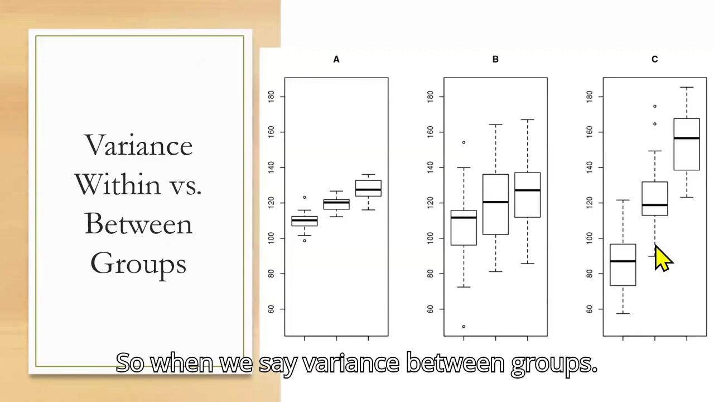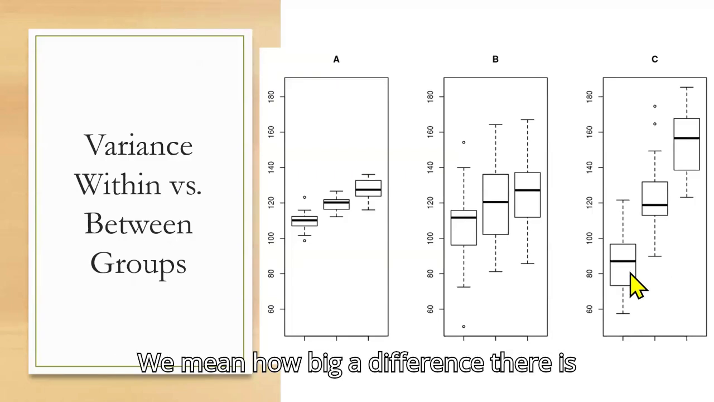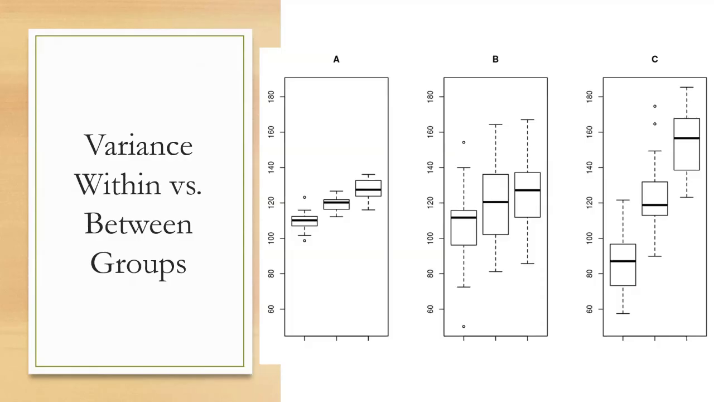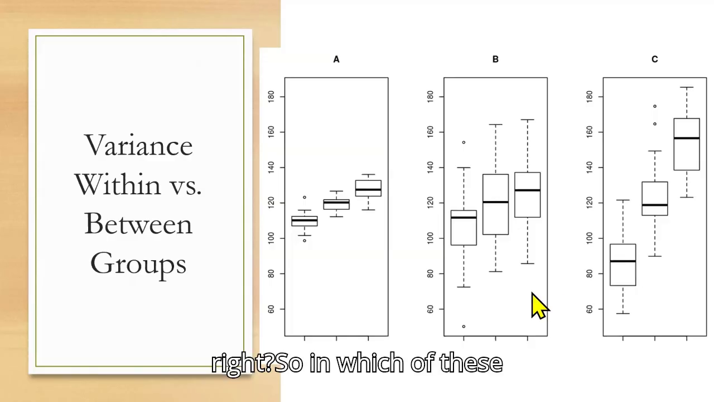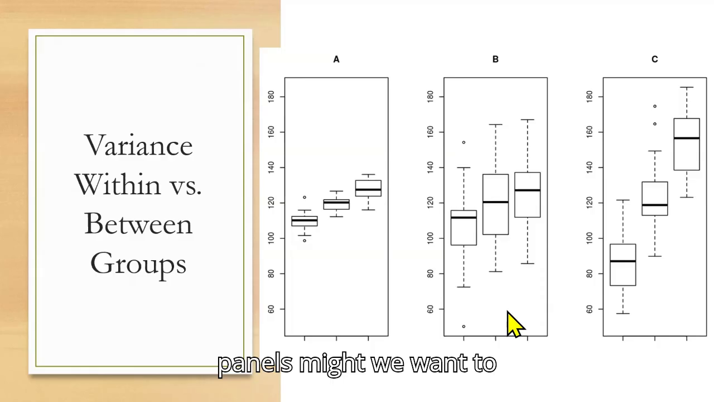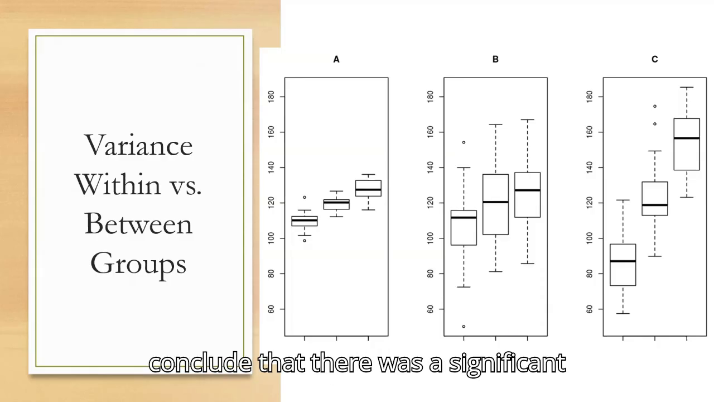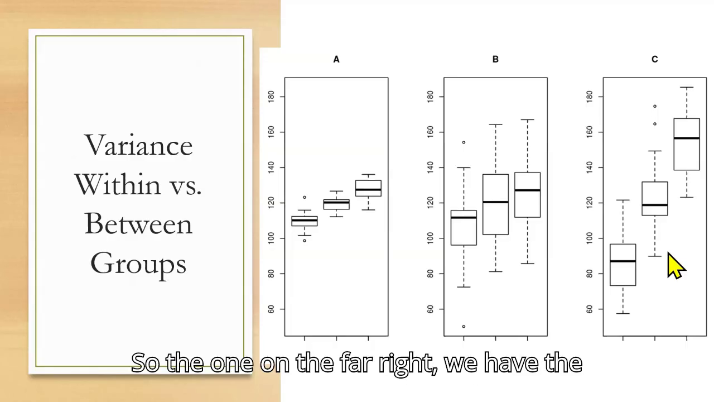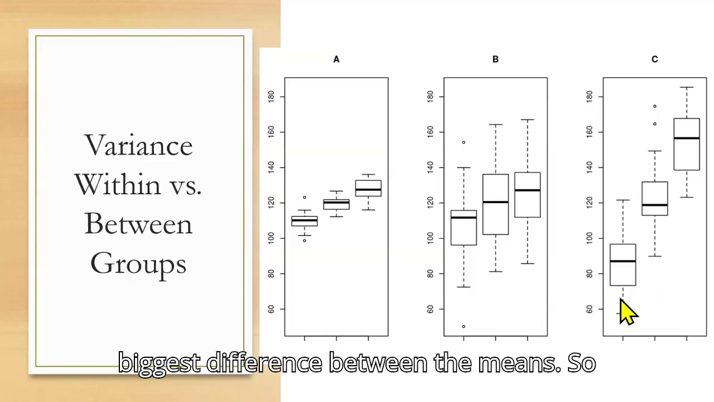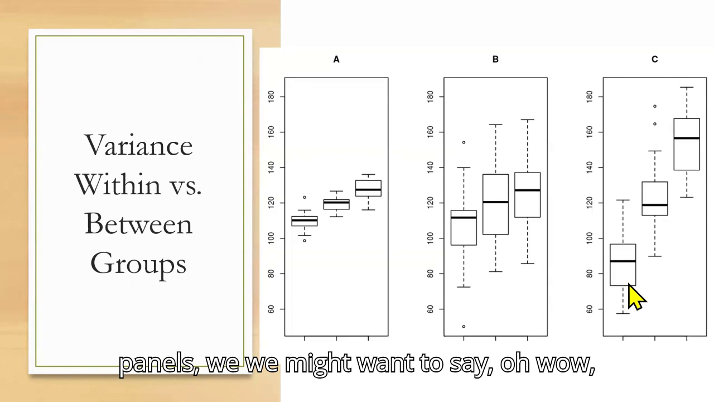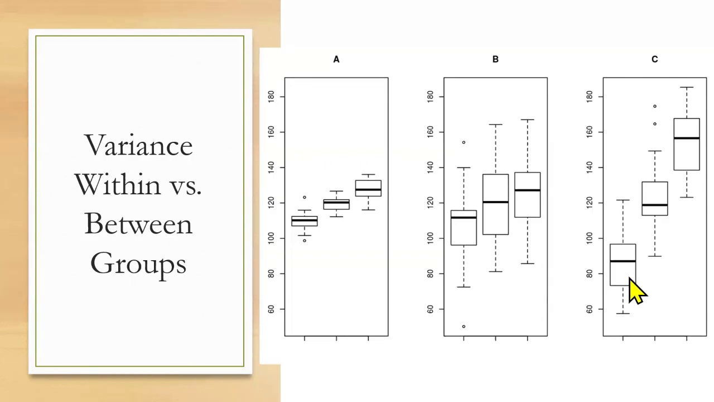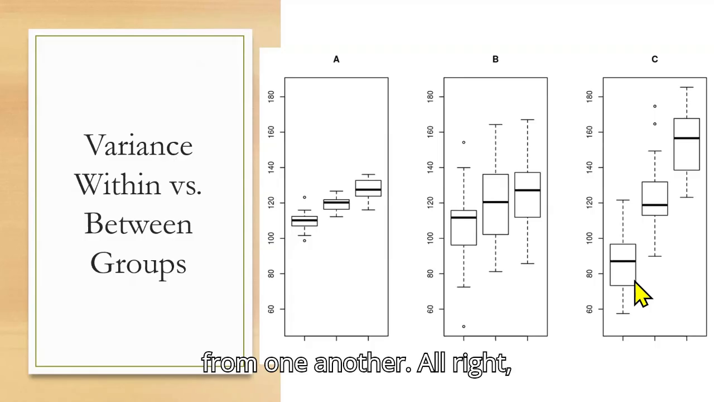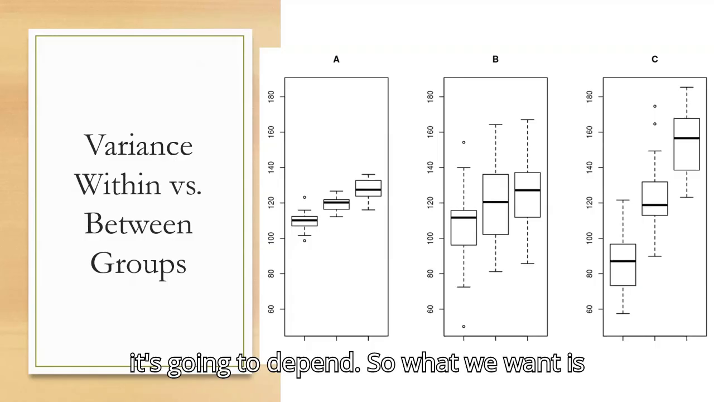All right, so when we say variance between groups, we mean how big a difference there is between the means of the different groups. Right. So in which of these panels might we want to conclude that there was a significant difference between the means? Right, so the one on the far right, we have the biggest difference between the means. So looking at it compared to the other panels, we might want to say, oh wow, those means look pretty different from one another. All right, it's going to depend.